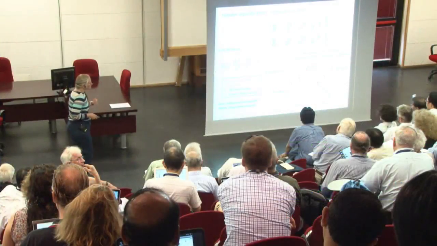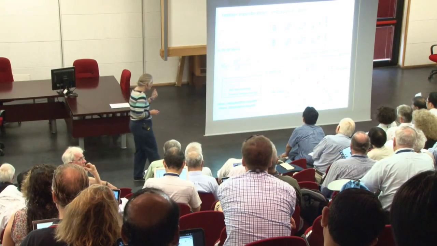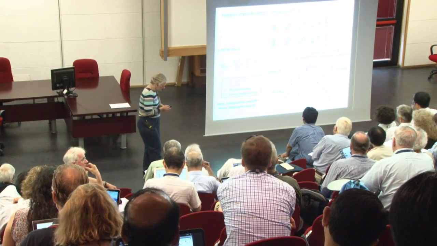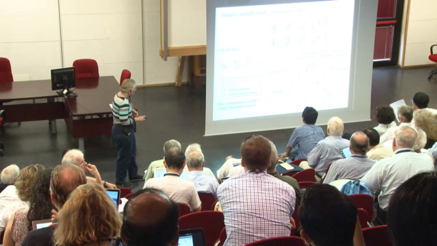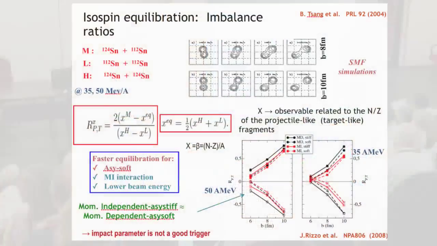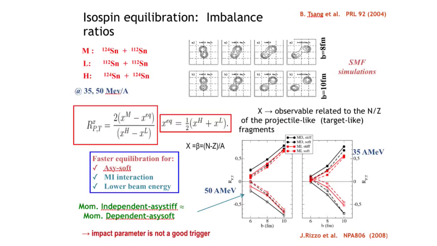Here are some SMF calculations in comparison to, again, that very nice MSU data. And again, one can see that the lower energy gets to equilibration faster. That's consistent with earlier data on equilibration, where you can see the equilibration achieved at 35 MeV per nucleon, but not 45 MeV per nucleon. Five minutes, okay.